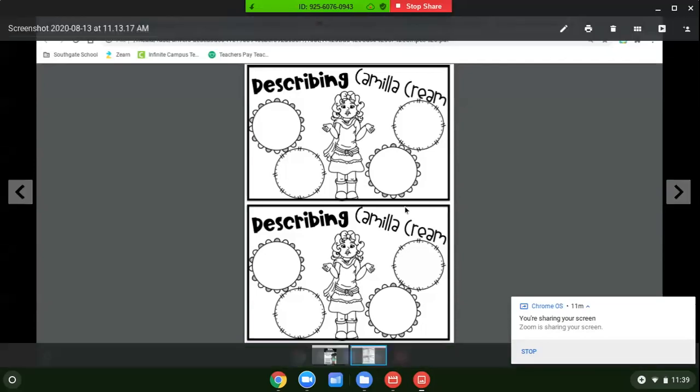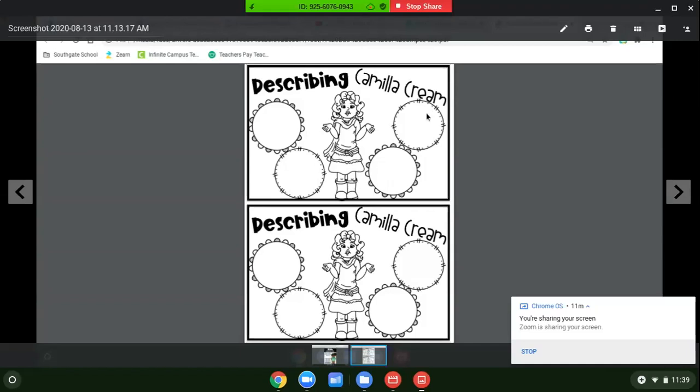And I know it looks like it's on here twice. That's because if you were actually in school, I would make one copy of this and I would cut it right here in half, right across the middle. I would give the top part to one student and the bottom part to another student. And that way we could save paper. But for now, you only need to worry about one half of this page. You're only going to do the top part, or I guess you could pick the bottom part if you really wanted to. But you see that there's Camilla Cream in the middle, and there are 4 circles.